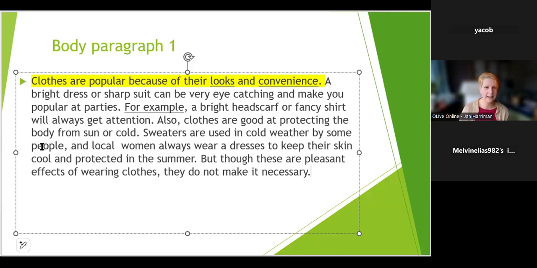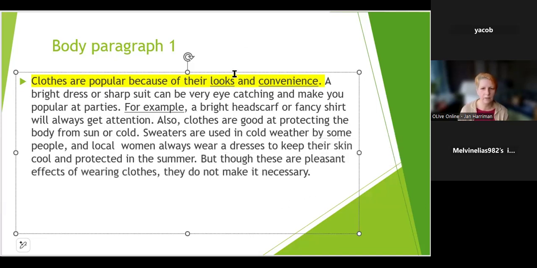Also, clothes are good at protecting the body from sun or cold. And here's our example, so there's our second idea. Sweaters are used in cold weather by some people, and local women always wear dresses to keep their skin cool and protected in the summer. But though these are pleasant effects of wearing clothes, they do not make it necessary. Now, what is happening in this last sentence?